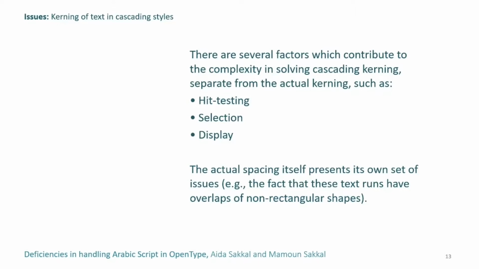The actual kerning itself presents its own set of issues, for example, derived from the fact that these text runs have overlaps of non-rectangular shapes. There is some interesting work being done for contextual and cascading kerning as designers increase the complexity of their fonts and are finding that they need this kind of kerning to achieve the results they're after.